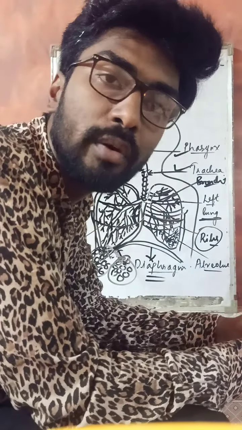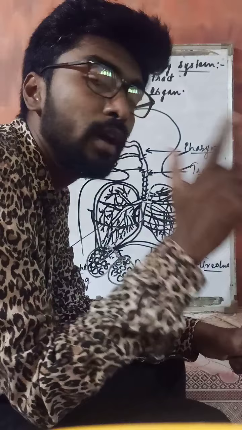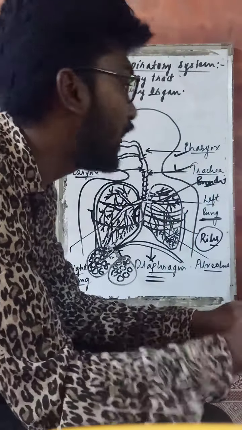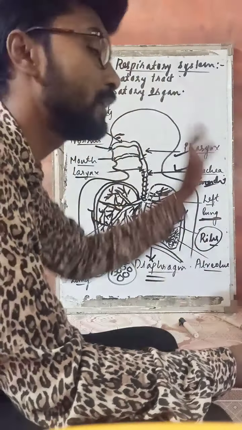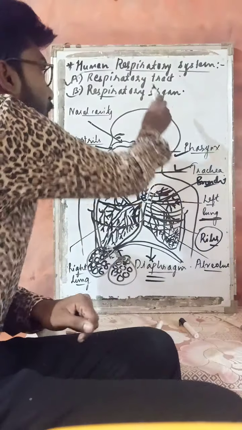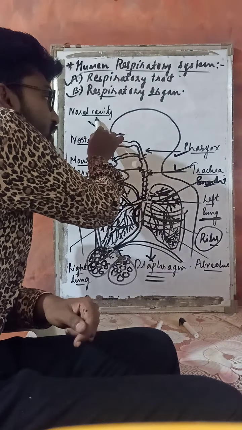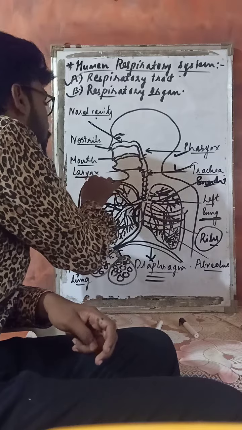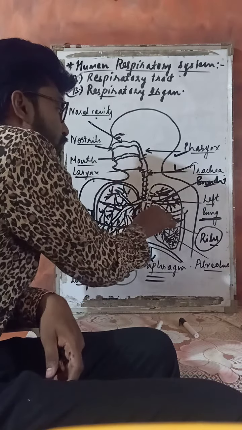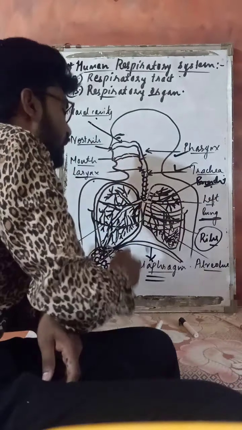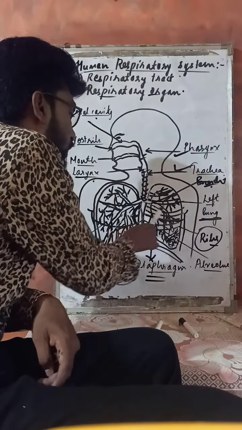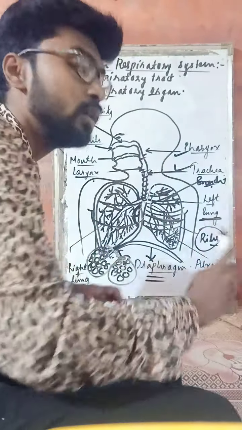So this is all about the respiratory system of humans. The human respiratory system is made up of two parts: the respiratory tract and the respiratory organs. The respiratory tract is made up of the nose or nasal cavity, second the pharynx, third the larynx, fourth the trachea and fifth the bronchi. And the respiratory organs are made up of the lungs, alveoli sacs and the diaphragm.